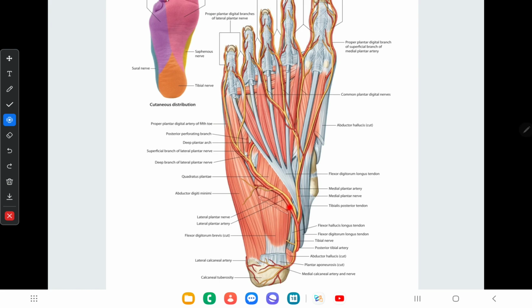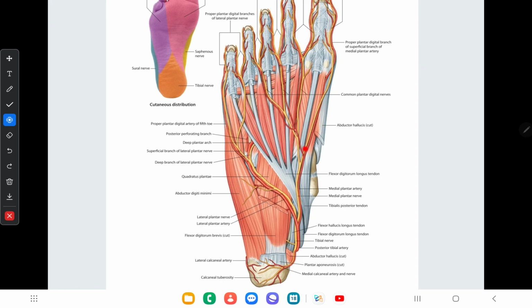Then I will talk about the medial plantar nerve. Here, this is the medial plantar nerve and it is a terminal branch of tibial nerve, you know that. And it arises beneath the flexor retinaculum and runs forward deep to the abductor hallucis muscle. Here, abductor hallucis muscle has been cut here. So, this medial plantar nerve is deep to the abductor hallucis muscle.